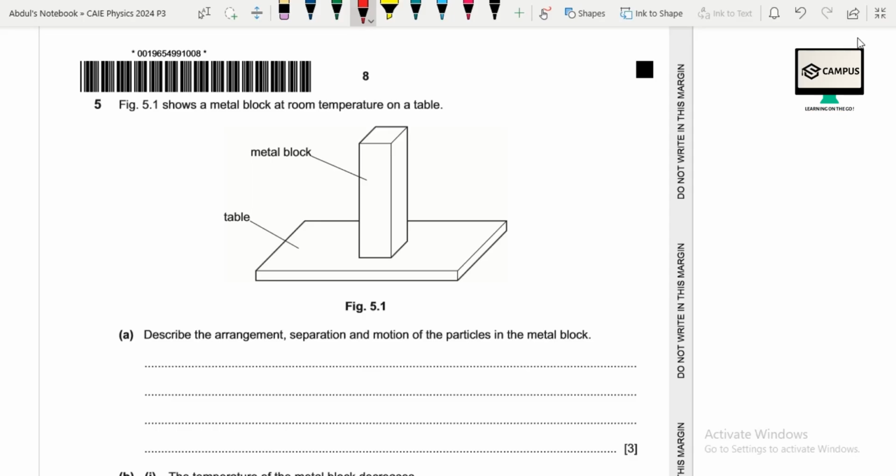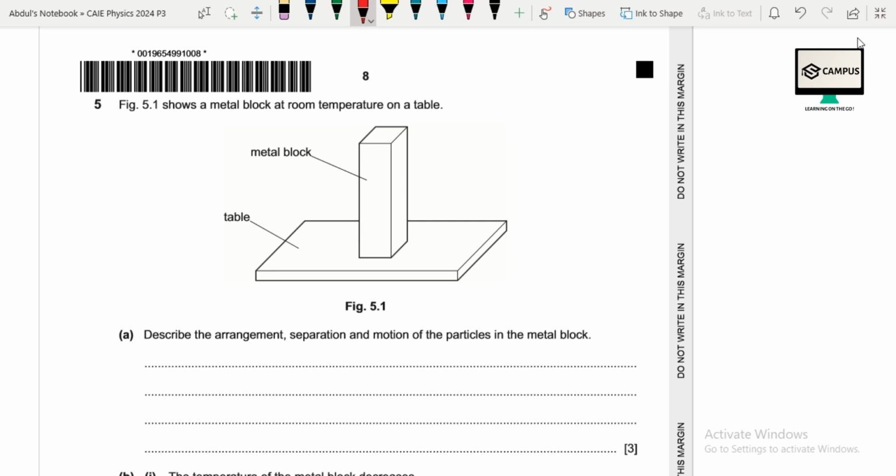All right, moving on to question number 5. Figure 5.1 shows a metal block at room temperature on a table. Now describe the arrangement, separation, and motion of the particles in the metal block.